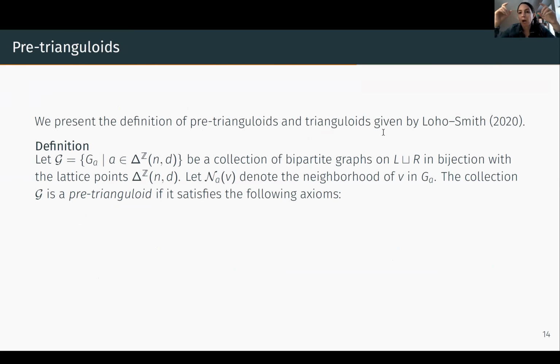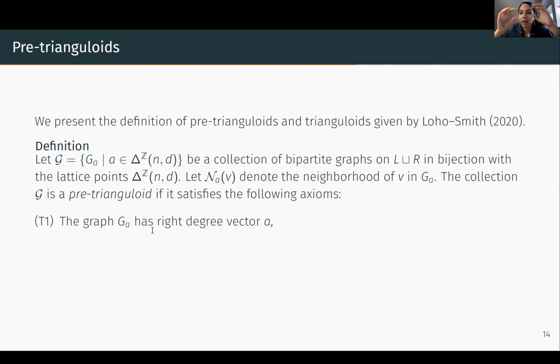But now at each spot, you're putting a bipartite graph, okay? This notation is just saying, if I'm looking at the bipartite graph at lattice point A, then if I ask for the neighbors of V, I'm looking at the neighbors of V inside that bipartite graph A. That's what this notation is. And so they give these three axioms for a pre-trianguloid. The first thing is that each graph G_A, so each bipartite graph at lattice point A, has a right degree vector A.